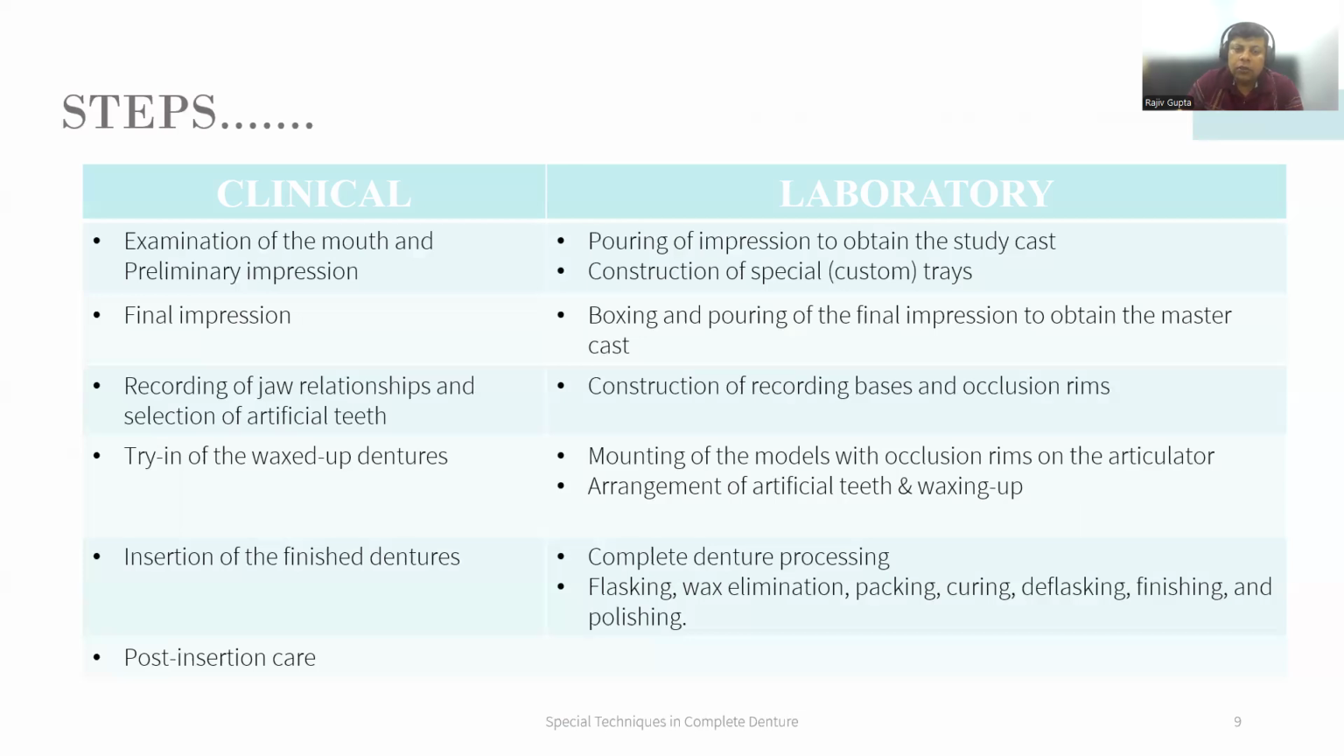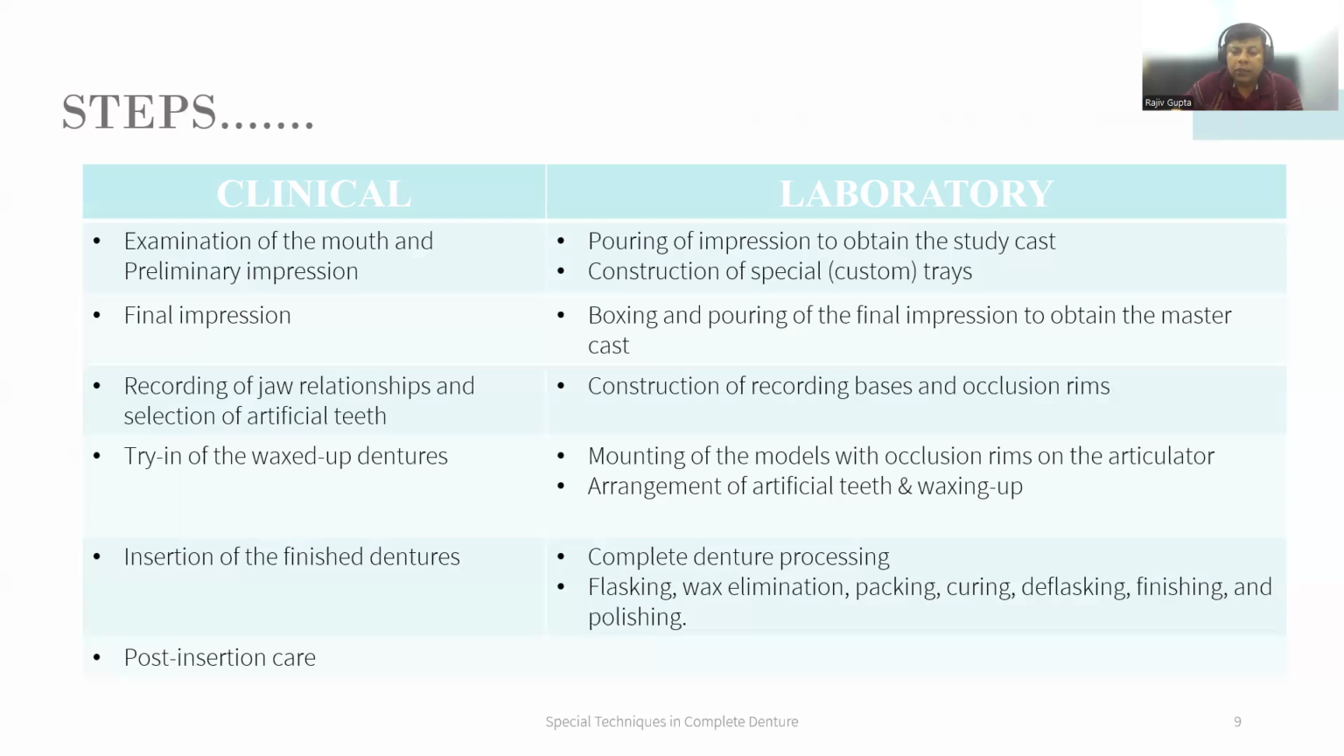Once that is done, in the lab we do the boxing, beading and boxing, and then pour the final impression to get the master cast or the final cast. That is mostly poured with a type 3 gypsum product, that is dental stone. After that, we fabricate a record base and the occlusal rim over the master cast, and then go to a clinical step in which we record the jaw relations. Once it is done, we mount the jaw relation rims along with the cast onto the articulator and do the artificial teeth arrangement as well as wax up.